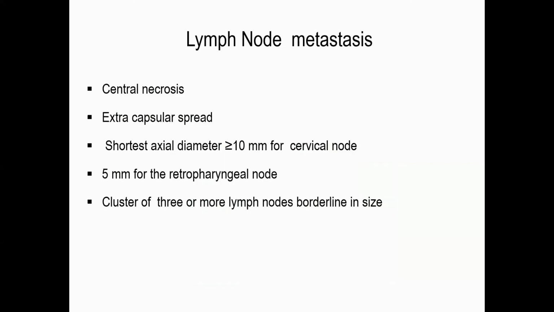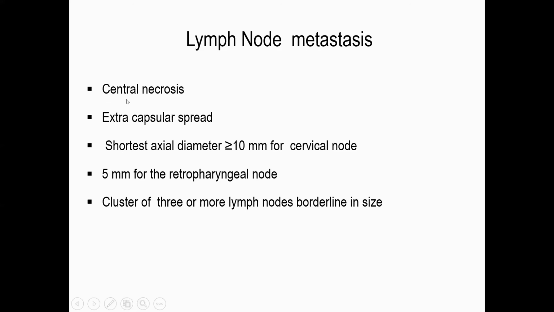What is the update? If you look into lymph node metastasis, we know the size criteria for a cervical lymph node to be called an involved node radiologically: the short axis diameter should be more than 1 centimeter for a cervical node. But for a retropharyngeal node, it is 5 mm. So if a retropharyngeal node is 5 mm or a node has necrosis, then you have to consider it an involved node.